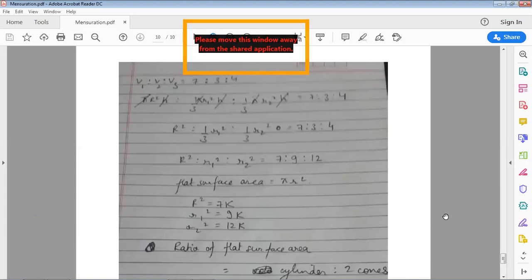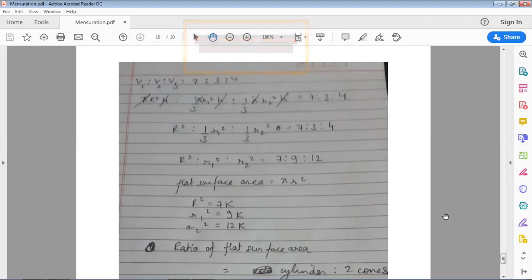Please be attentive in this part of the question because this is the most important part. So I have cut the common factors in the ratios, that was pi and h. So what I get is r square is to 1 by 3 r1 square is to 1 by 3 r2 square is equal to 7 is to 3 is to 4. So now what I have done is I have just cross multiplied the threes with their respective ratios. That is r square is 7, but r1 square is 3 into 3, 9, and r2 square is 4 into 3, 12.